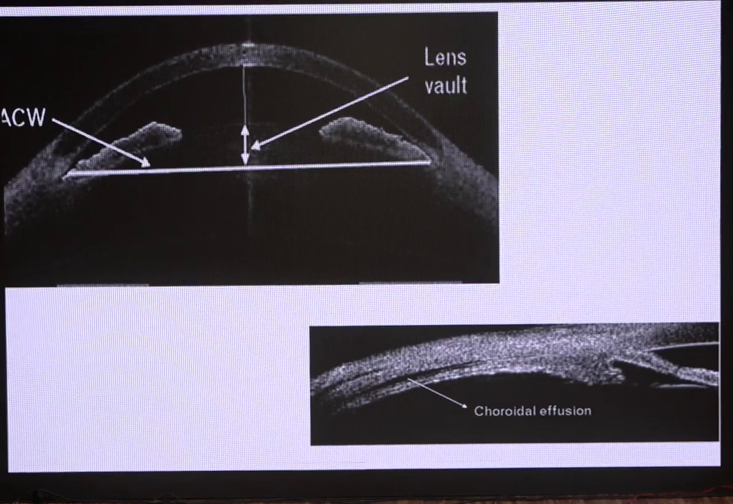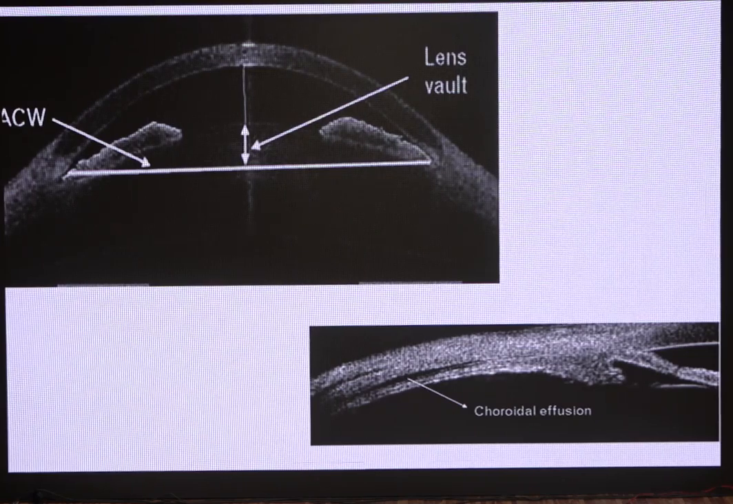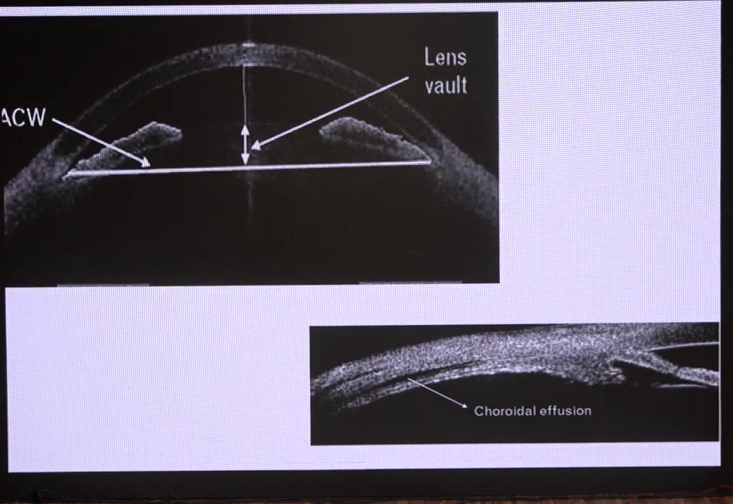So on an ASOCT, you take a line from the ciliary body to the ciliary body, right? Then you take a perpendicular from the highest point of the anterior curvature of the lens to that horizontal line, and that, in microns, is the lens vault. Normally it is about 500 microns or less, but anything more than that would be an abnormally increased lens vault, right? So that is one thing. Increased lens vault could be another cause of an angle closure.